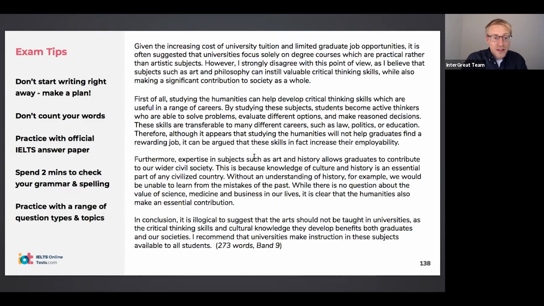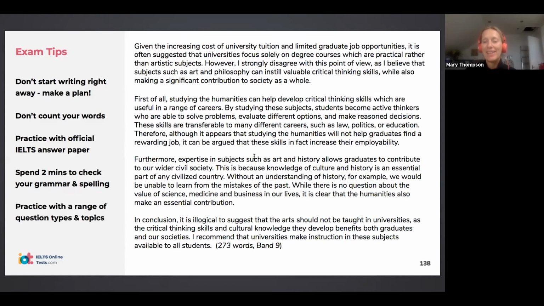We've got a question here from Ellie. Ellie is asking, what should I do if I have no idea about the topic? This is quite a difficult question. Yeah, this seems to be one of the most common questions, actually.